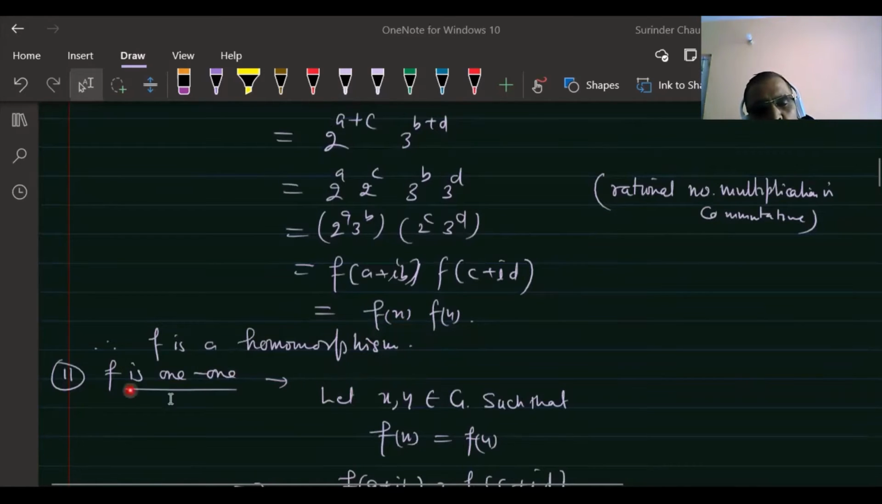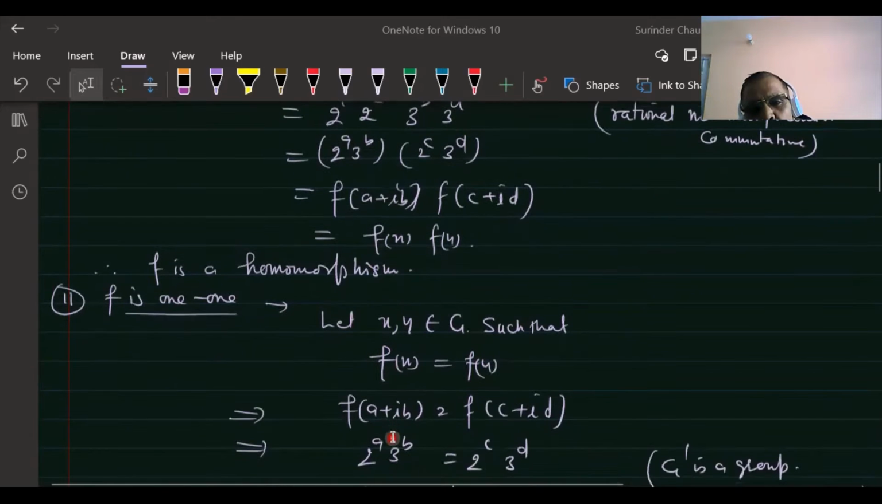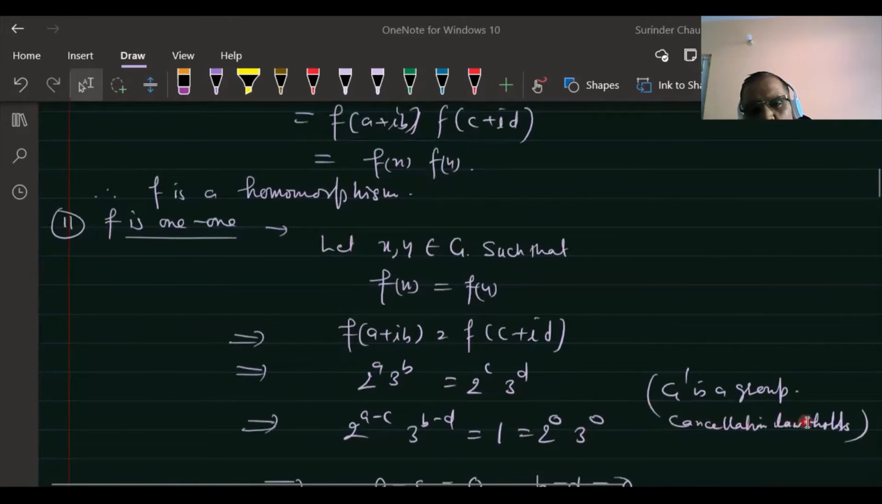Now we will show that f is one-one. Let us take two elements x and y belonging to G such that f of x is equal to f of y. Substituting the mapping, x is of the type a plus iota b, y is c plus iota d. So f of a plus iota b is equal to f of c plus iota d, that is 2 to the power a, 3 to the power b is equal to 2 to the power c, 3 to the power d. G is a group and cancellation holds.